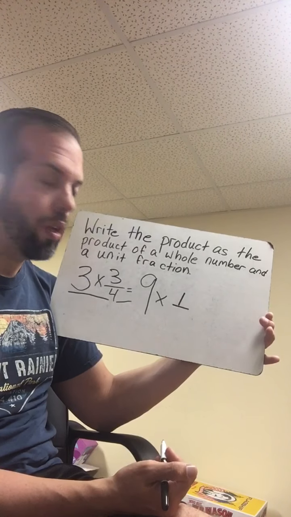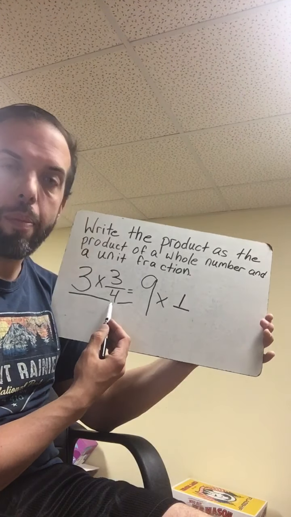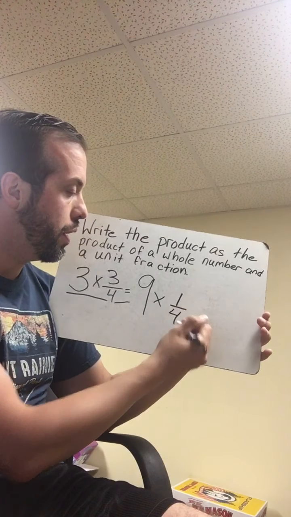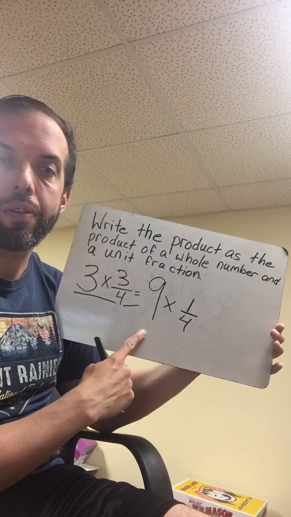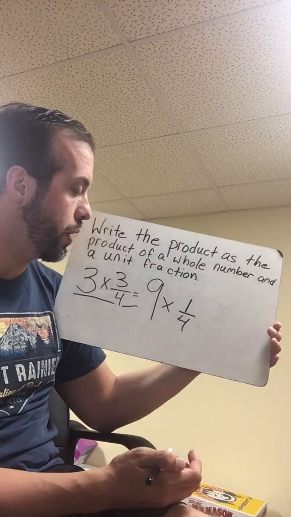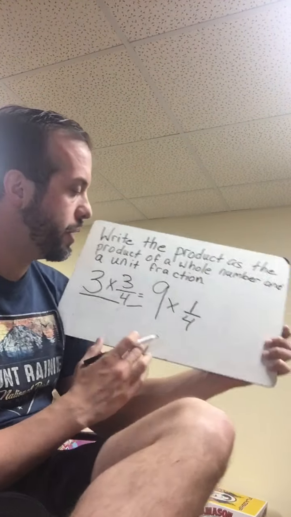Okay, that's a given. We learned that a few weeks ago. Simply look at your denominator in your problem and just slide that over. That's your answer for number 4. 9 times 1/4. Now, yesterday when I met with my group, we talked about solving these.